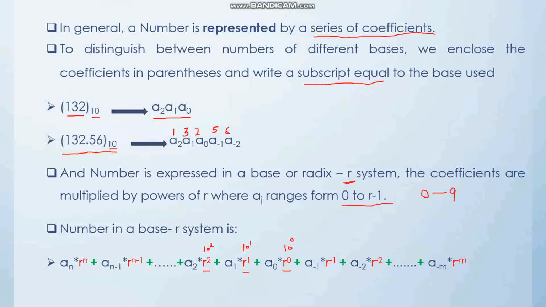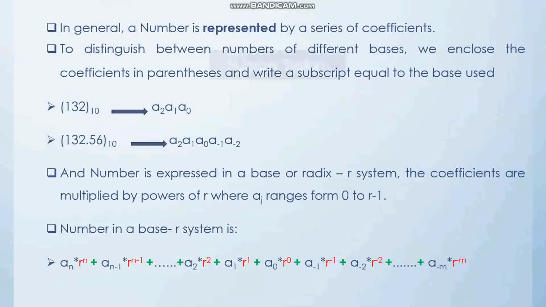And a0 is 2, so 2 multiplied by 10 to the power 0, 3 multiplied by 10 to the power 1, and 1 multiplied by 10 to the power 2. So I will get 132. This is the way we write this in equation form.